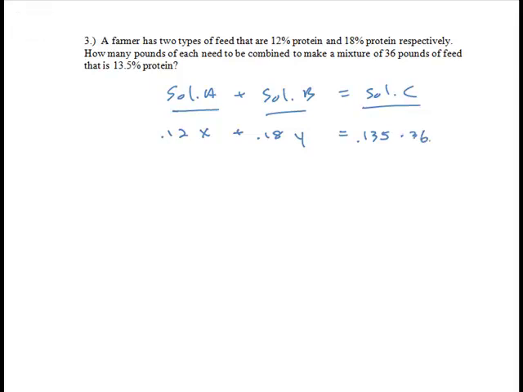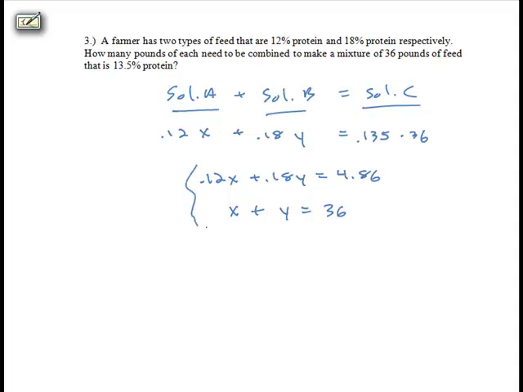So neaten this up a little bit. 0.12X plus 0.18Y is equal to 4.86. So we have one equation with two variables. Now we just have to come up with another one, which is going to involve the amounts or quantity. So X plus Y is equal to 36.